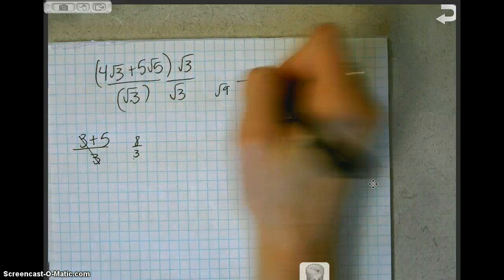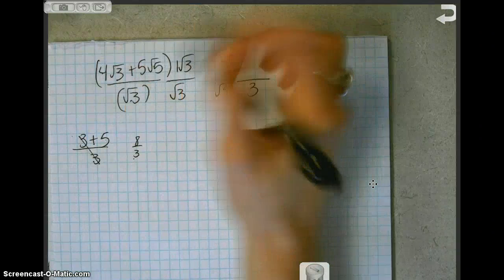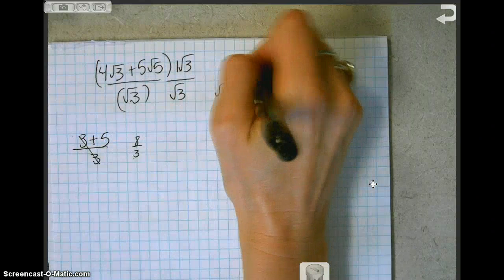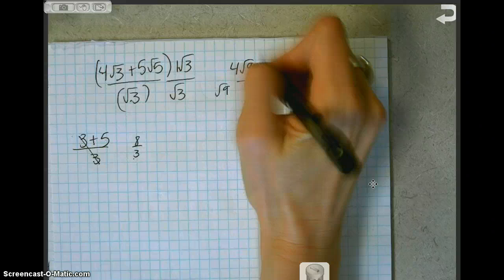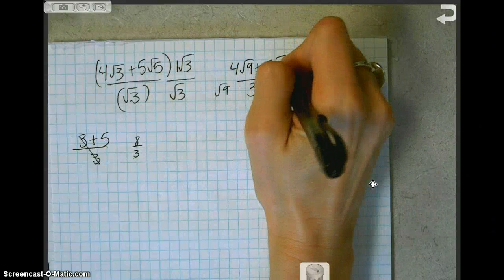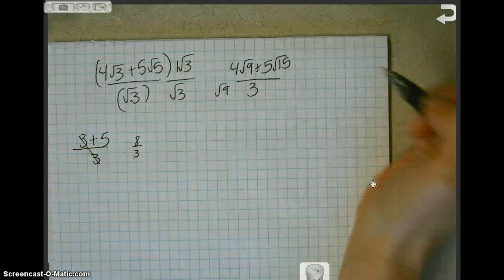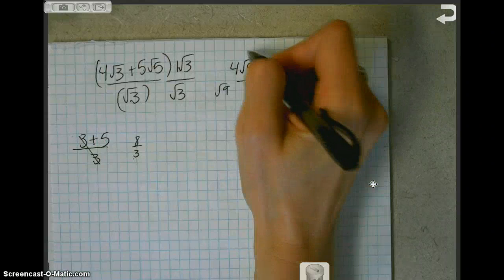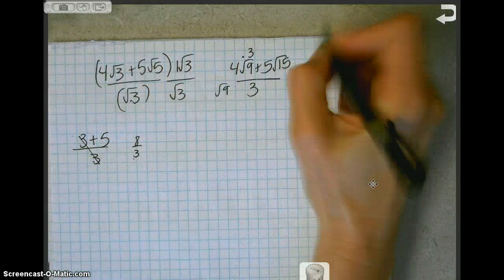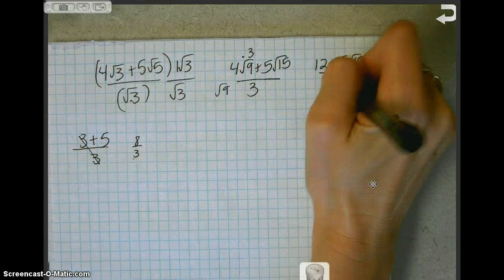On the numerator, you are going to multiply these. It's kind of like there's a 1 here. 4 times 1 is 4. Square root of 3 times square root of 3 is the square root of 9. Plus 1 times 5 is 5. Square root of 5 times square root of 3 is going to be the square root of 15. Now let's look at this. On the denominator, it's just 3. On the numerator, the square root of 9 is 3. 4 times 3 is 12, plus 5 square root of 15, over 3.